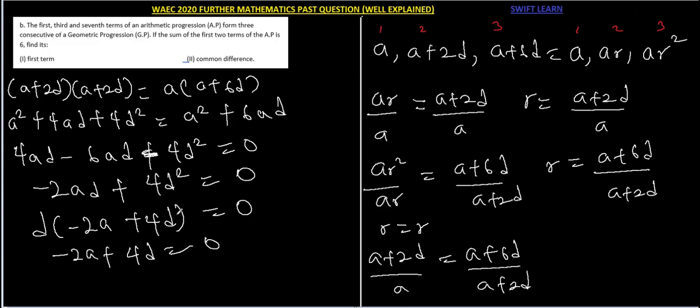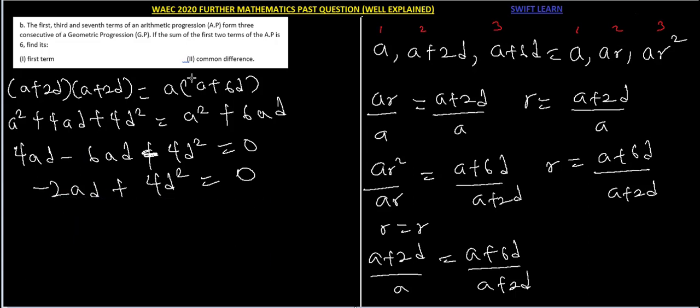Alright, so we want to get our first term, which is A, and our common difference, which is D. But I think we've moved forward too much. Let's start from here because we don't know where we are going. Let's just delete this first.